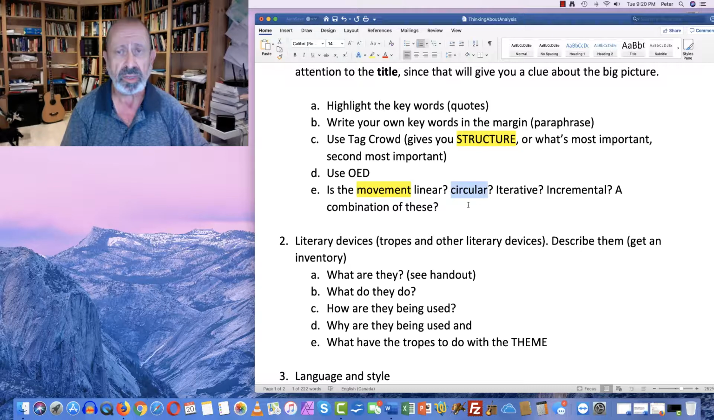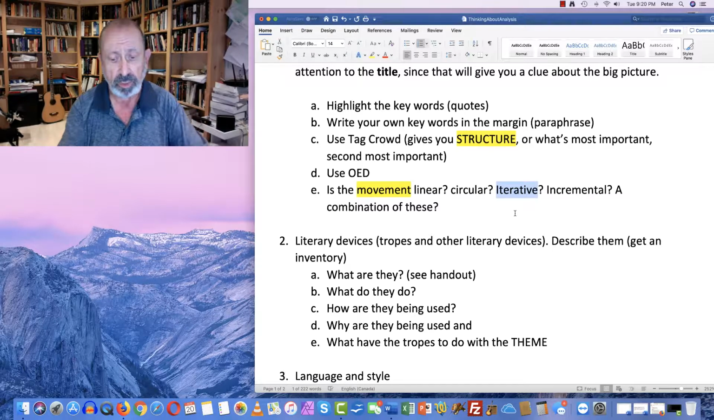Sometimes a literary text can be circular. That is, it ends where it starts. And so there's a kind of return to the beginning at the end of the story or whatever the text happens to be. Iterative means repetitive. So sometimes the movement of a story is repetitive.